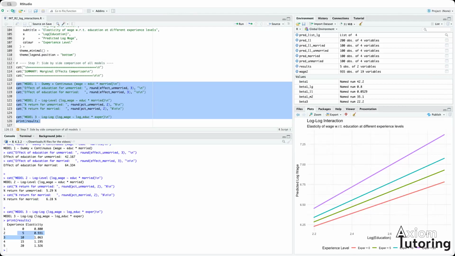This completes our series for the interaction models. You can find the code in our website if you want to play around with it and see the different kind of graphs that you can create depending on the variables that you choose.